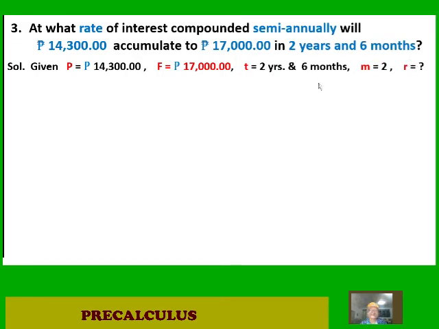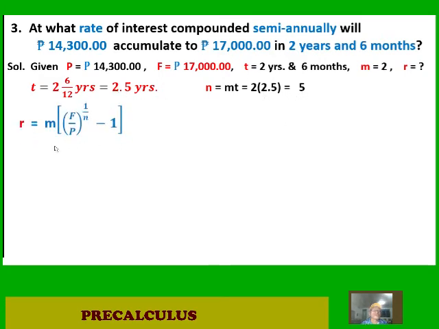Change first months to years. So 6 months is 6 over 12 years. 6 over 12 is 0.5. Then N is M times T. M is 2, T is 2.5, this is 5. So this is the formula for finding the rate.